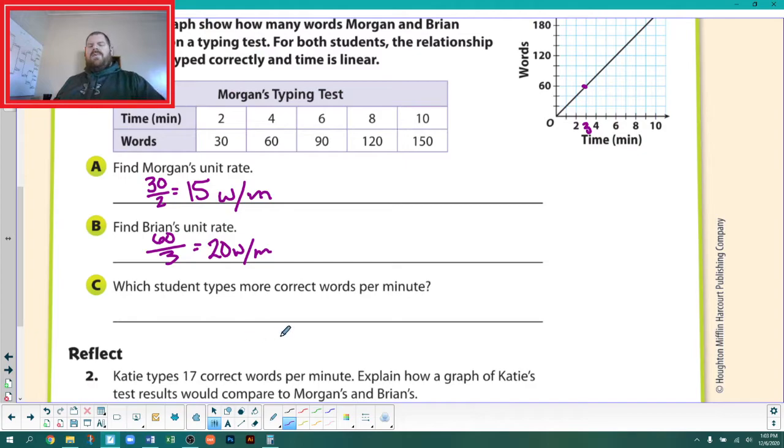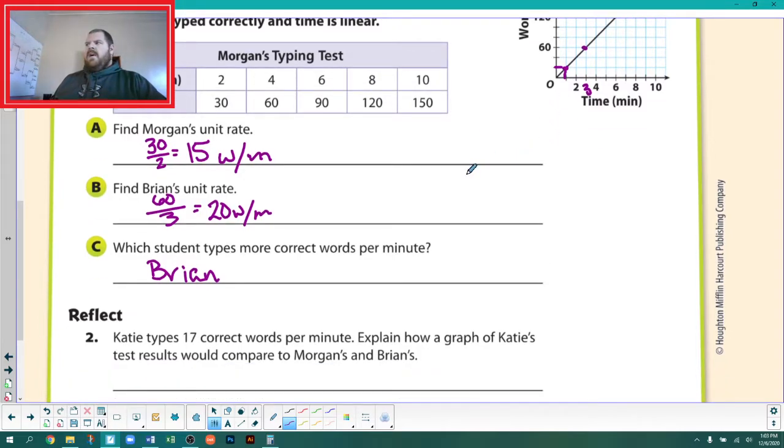Which student types more correct words per minute? That is Brian. Brian types more correct words in 1 minute. And we could have seen that on the graph as well if I thought of this as, how do I get to 60 using 3 lines? It's probably 20, 40, 60, and 20 is right here on the line at 1 minute. Right, 20 is on the line at 1 minute, and that would have been enough to see that as well. Kind of tough to tell on some given graphs.